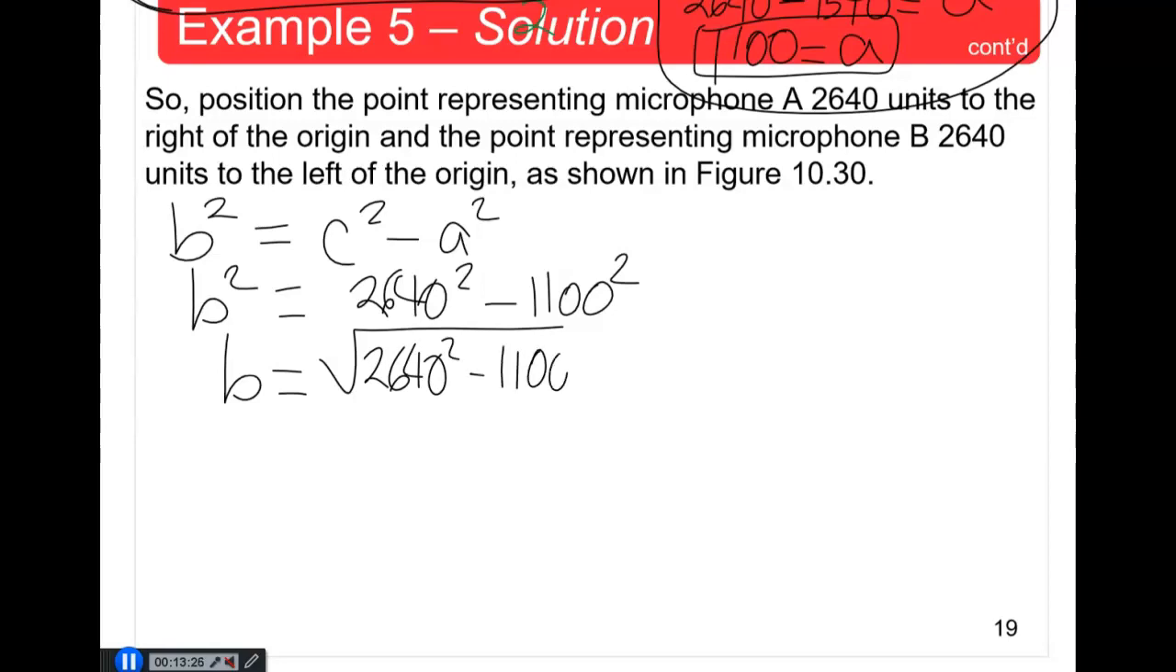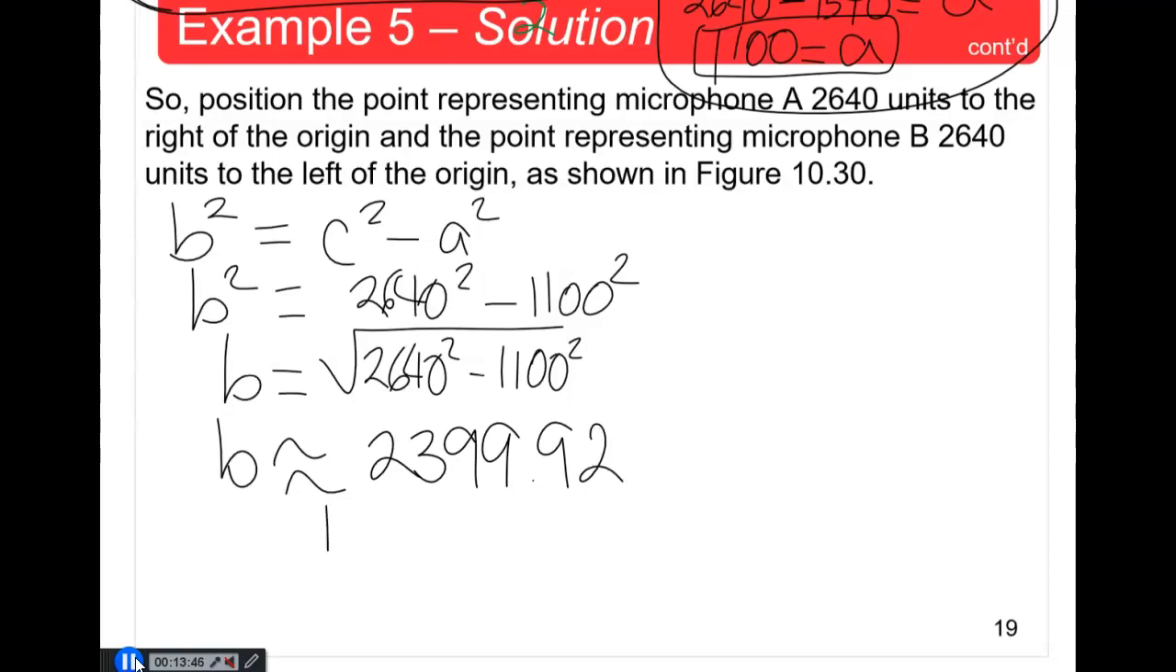And I'm actually just going to enter everything at once on the calculator. And so from there, we get approximately 2399.92. So let's just go ahead and round it to 2400. We're very, very close to it. Okay, so now we have all of them. We have A, we have B, and we have C.